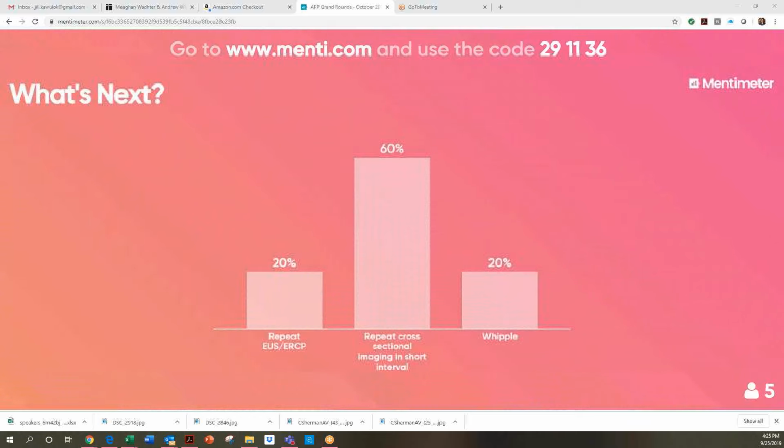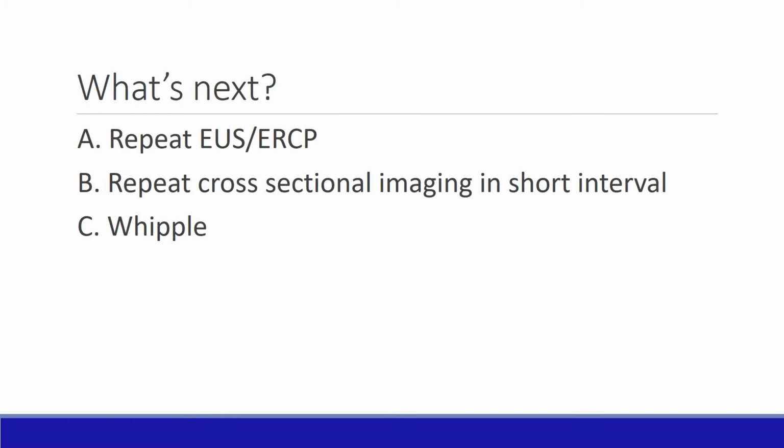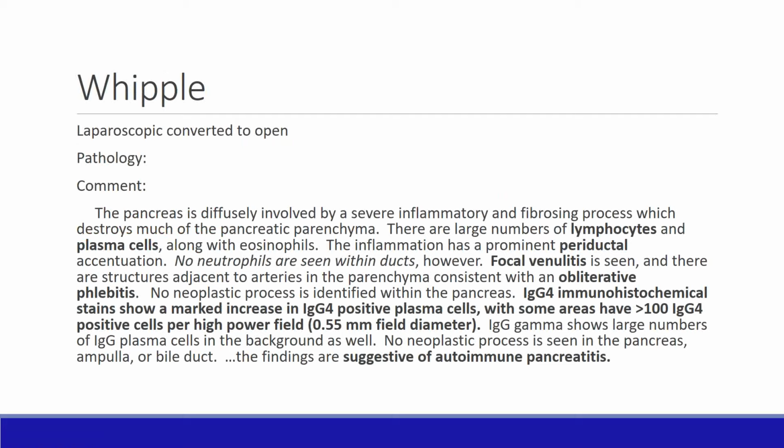Looks like we're split across the board, but more people are voting for repeat imaging. I'll go to the next slide. So we recommended that this patient proceed with a Whipple. And I have the pathology here. You'll notice I've highlighted a few of the buzzwords, if you will.